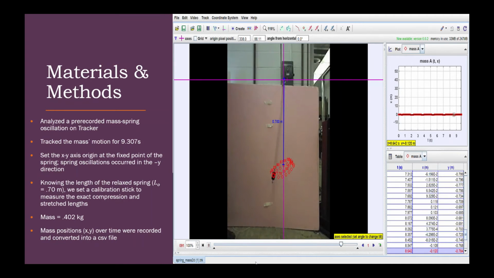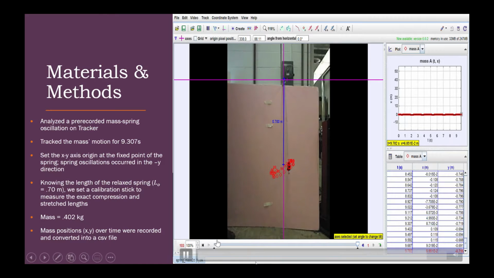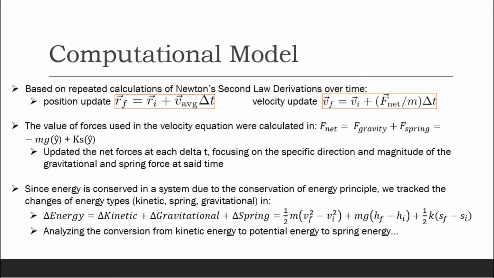You can see that the tracker is recording all the new XY positions over time, which we will convert into a CSV file. To depict the mass's motion, we created a computational model on GlowScript solving Newton's second law derivations of the position update formula and the velocity update formula at very small time increments over a long period of time. The first part of the model focused on updating net forces of gravity and spring forces during the compression and stretching to determine the updated velocities and positions.